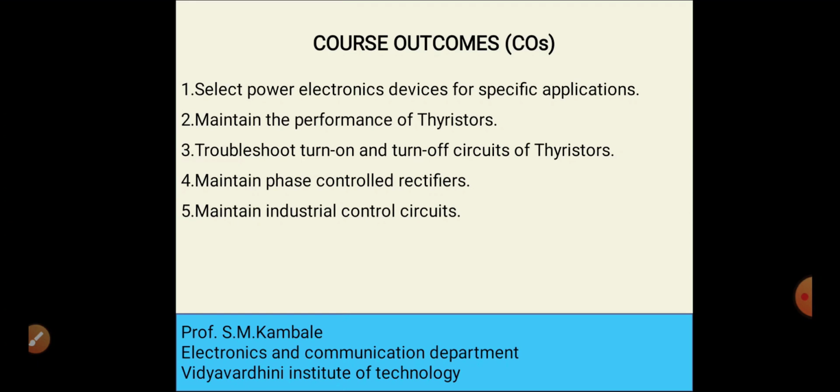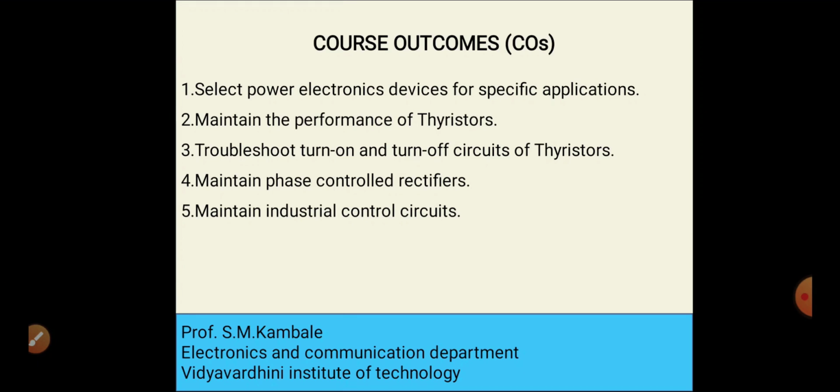Now the third one is unit number 3, that is turn on and turn off methods of thyristor, whose CO is troubleshoot turn on and turn off circuits of thyristor. Troubleshoot means check the turn on and turn off circuits of thyristor. Turn on is also called triggering of thyristor, and turn off is also called commutation of thyristor.